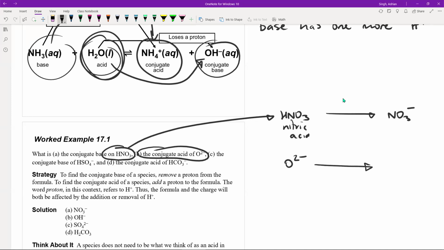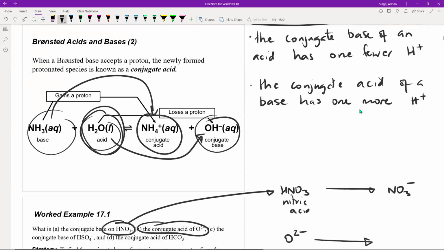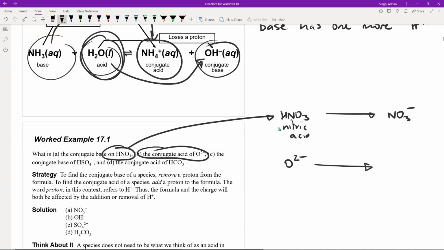All right. Similarly, for the conjugate acid of O2 minus, the oxide ion, according to our general rule, it will have one more H plus. So we stick an H plus onto there, so we have an OH. Now the charge is going to decrease by one negative, so it becomes one minus because we stuck an H plus onto it. And you can do that with any species.